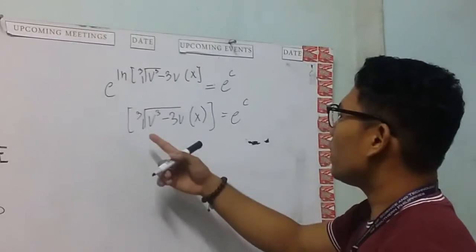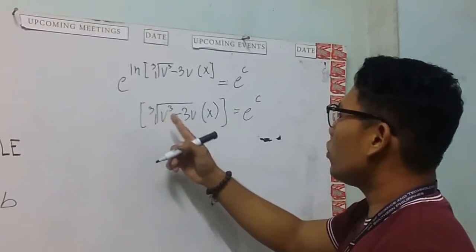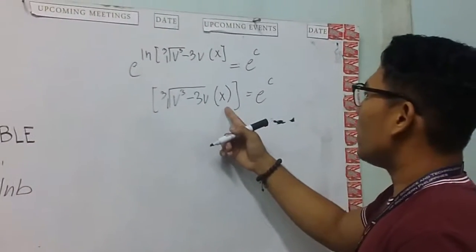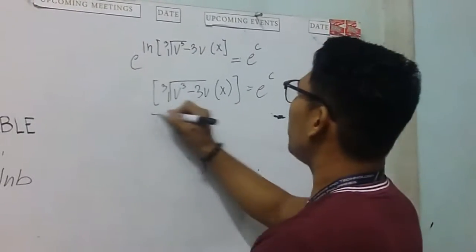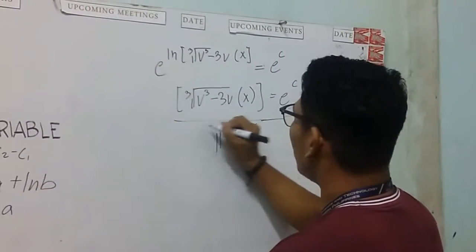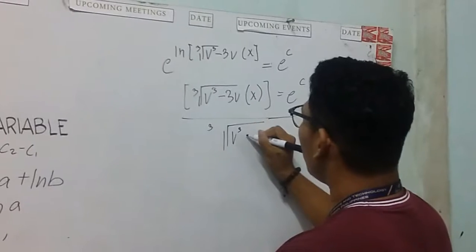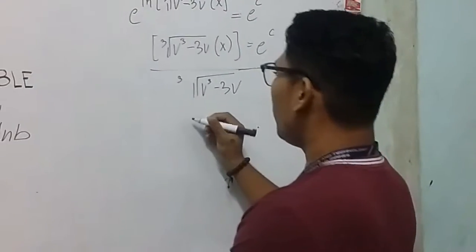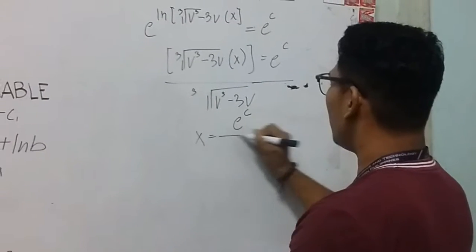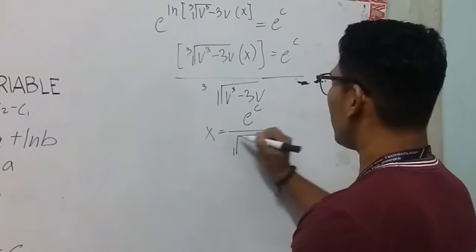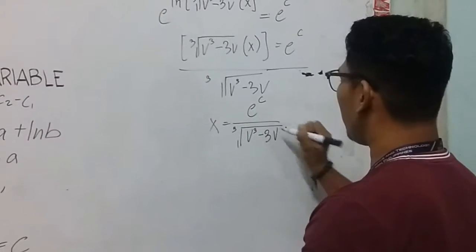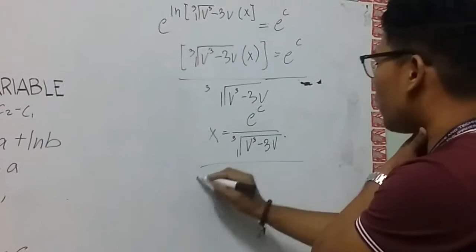So we'll divide both sides by the cube root of (v cubed minus 3v) to get our value of x. So the value of our x equals e to the c over the cube root of (v cubed minus 3v), which is our final answer.